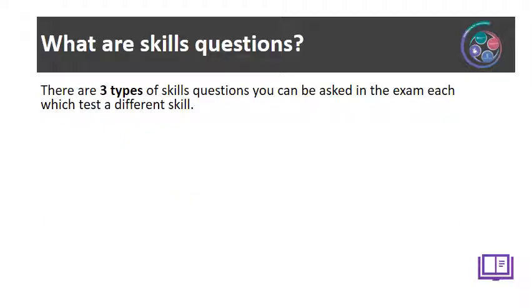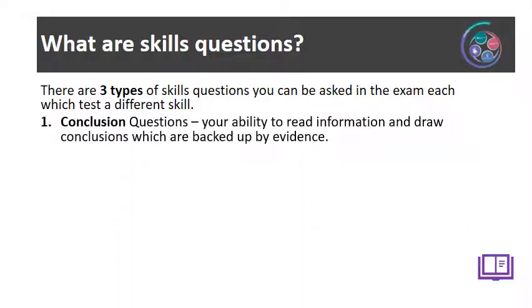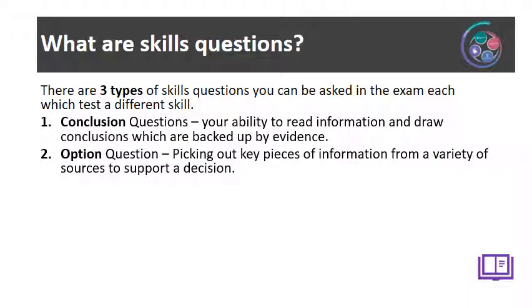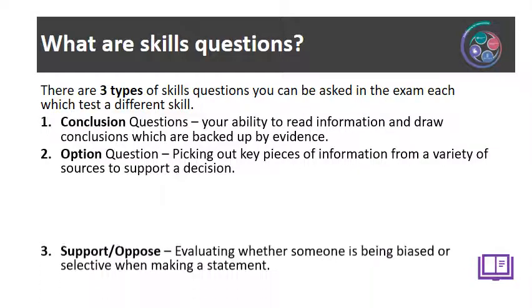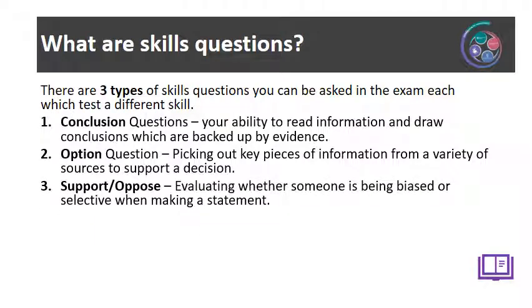So what are Enquiry Skills questions in National 5 Modern Studies? Well, there are three types of skills question that you can be asked, and they will test a different skill each. So conclusions questions are testing your ability to read information and to draw conclusions which are backed up by evidence. Options questions are looking for you to pick out key pieces of information from a variety of sources to support a decision. And support oppose questions are looking for you to evaluate whether someone is being biased or selective when making a statement.